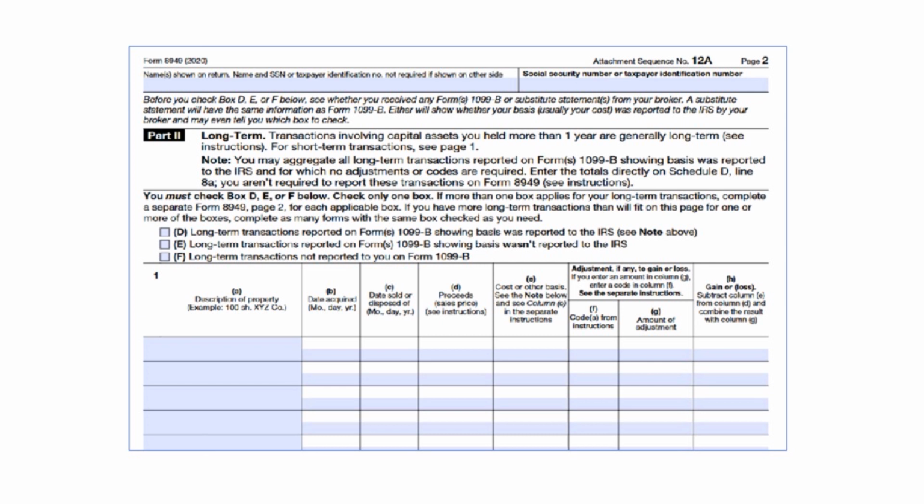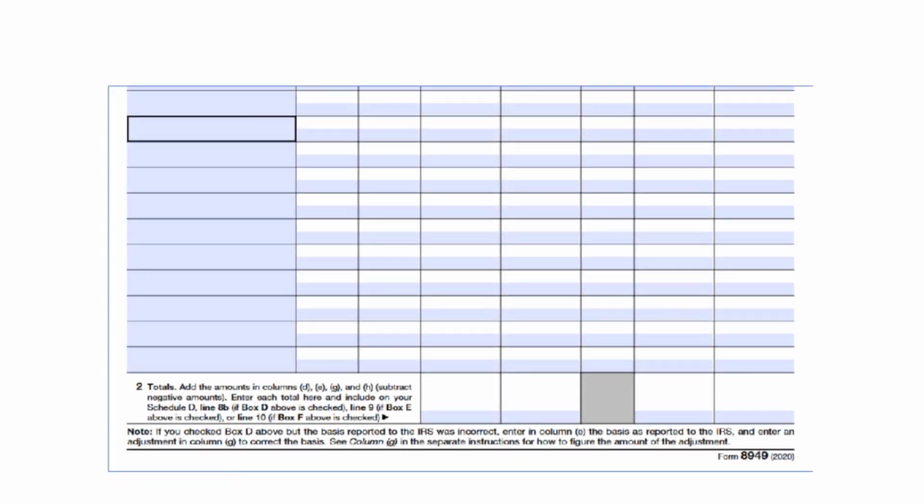You need to check one box, D, E, or F, below on the screen. Basically you do the same thing. You describe the property, you put the date acquired, date sold, proceeds, and the cost or basis. You put the adjustment and the gain or loss. And again, at the end, you do the totals. So Form 8949 is basically a recap of capital asset transactions, long-term and short-term, as well as the totals. This is the form you need to fill out before you start your Schedule D in earnest.